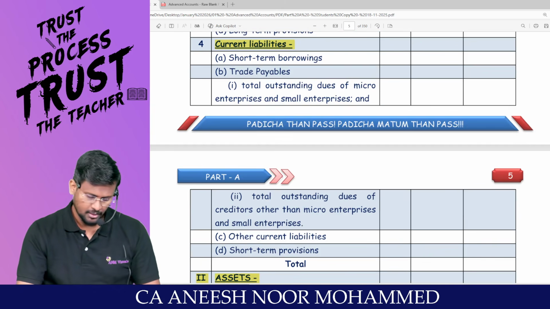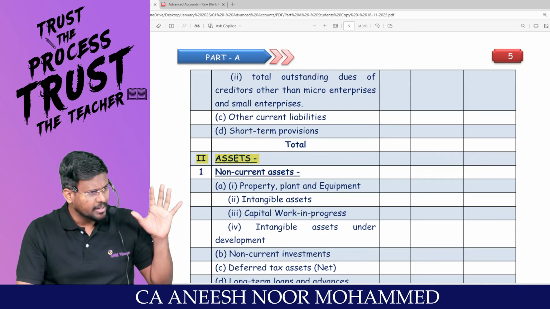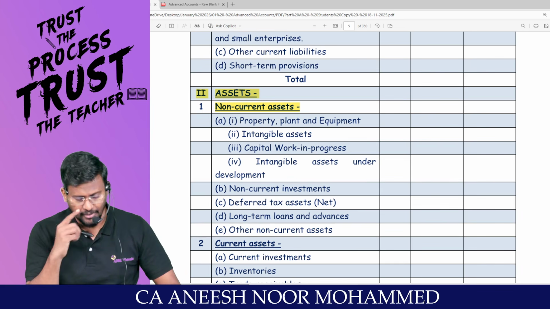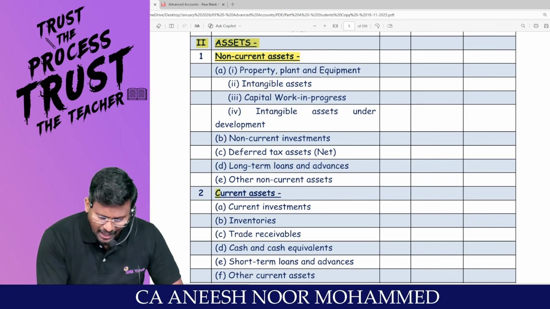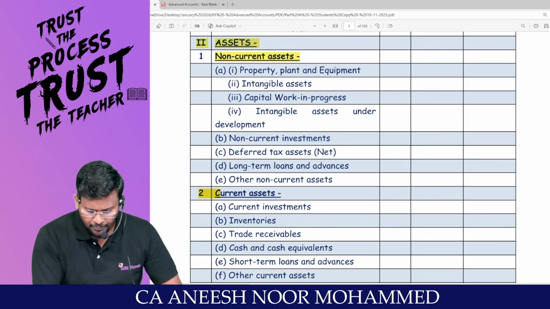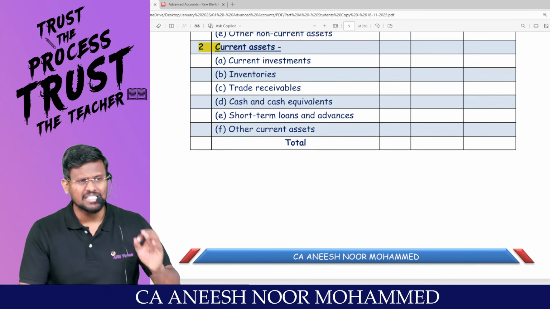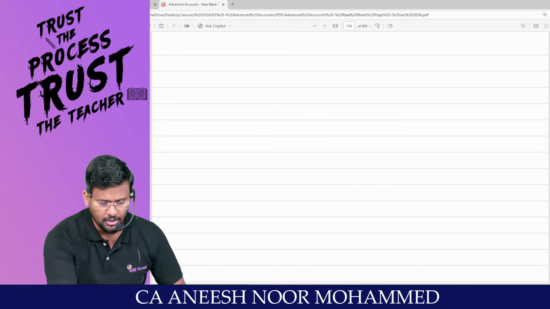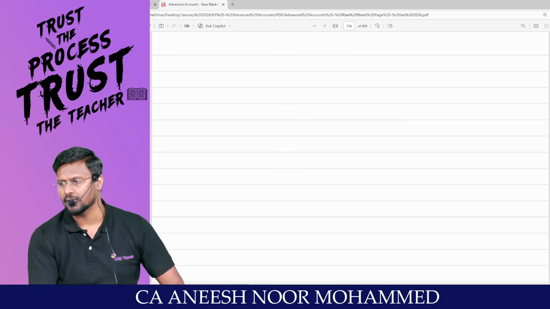Coming to the asset side, my dear lovable students, you will have non-current assets and you will have current assets. So these are the main classifications of the balance sheet. So the balance sheet is mainly classified into how many categories?